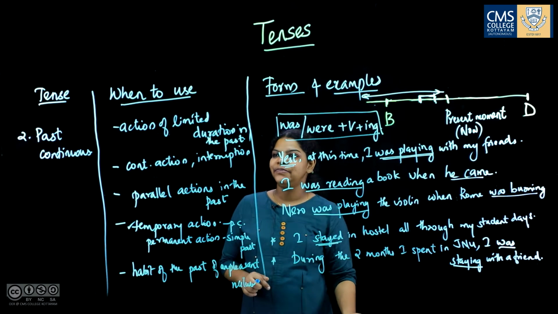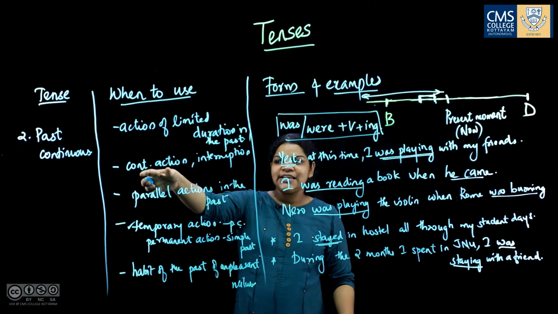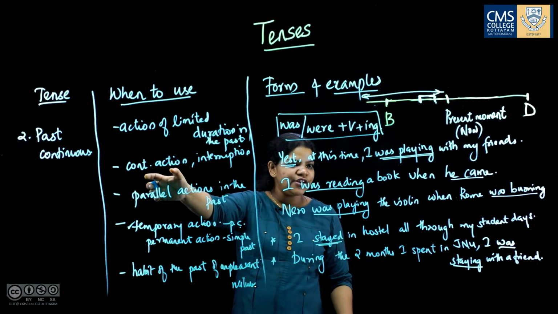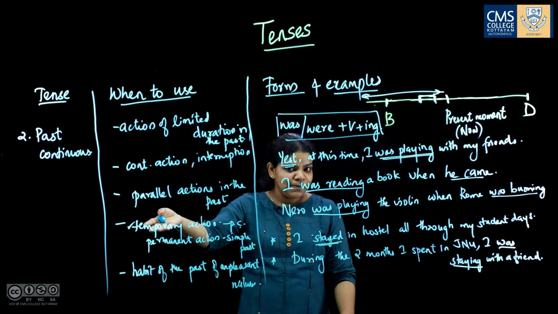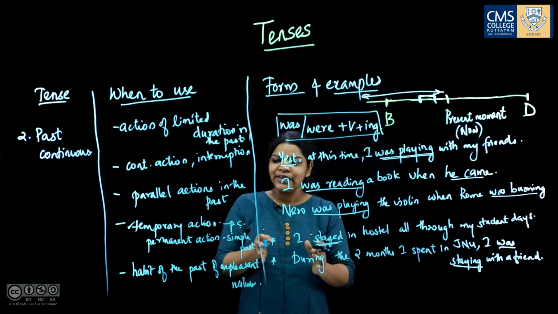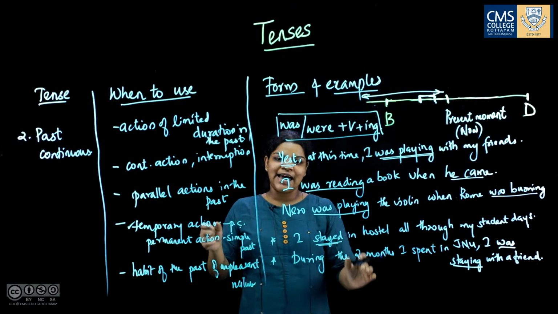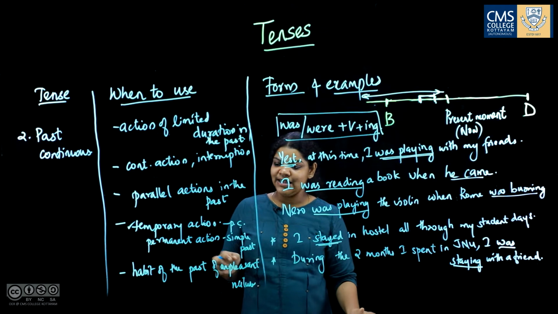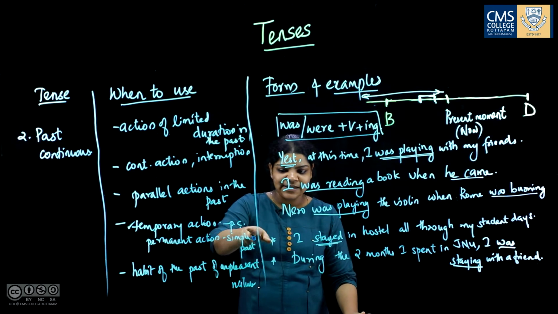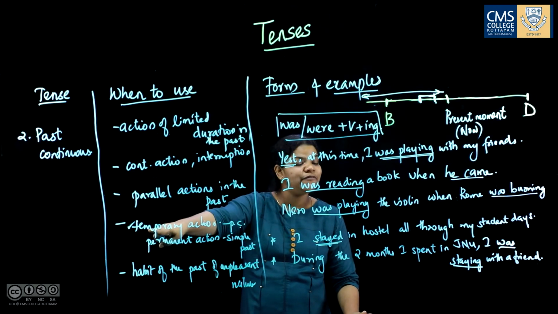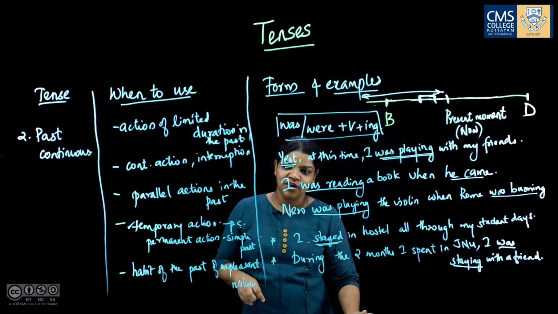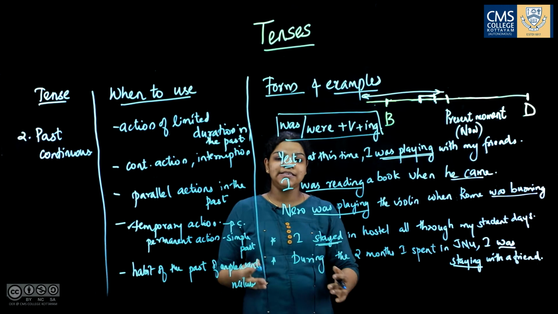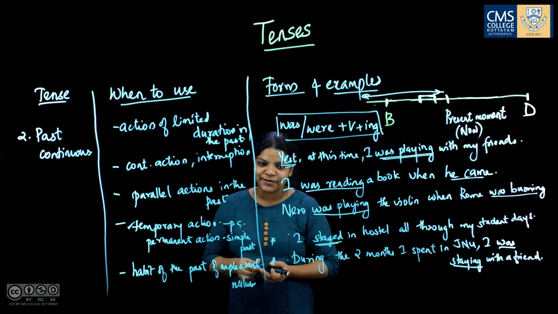depending on whether the noun is singular or plural. We also use past continuous to refer to a continuous action which is interrupted by another action. We can use past continuous tense when you want to refer to two parallel actions happening continuously in the past. We can use past continuous tense to refer to a temporary action, and also to refer to a habit in the past of an unpleasant nature.